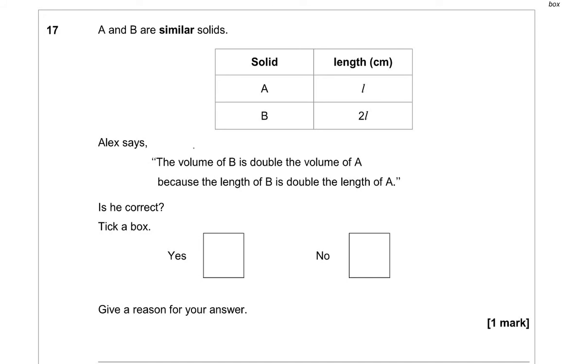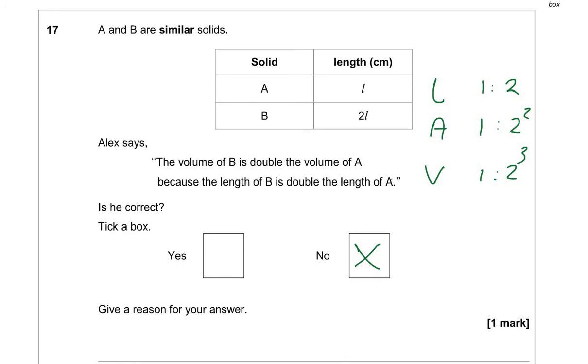Right, 17. A and B are similar solids. Solid A has a length of L, solid B has a length of 2L. Alex says the volume of B is double the volume of A because the length of B is double the length of A. Is he correct? No, he is not. Right? And the reason for this, so if we have the length ratio and it's 1 to 2, then the area is going to be 1 to 2 squared, and the volume is going to be 1 to 2 cubed.